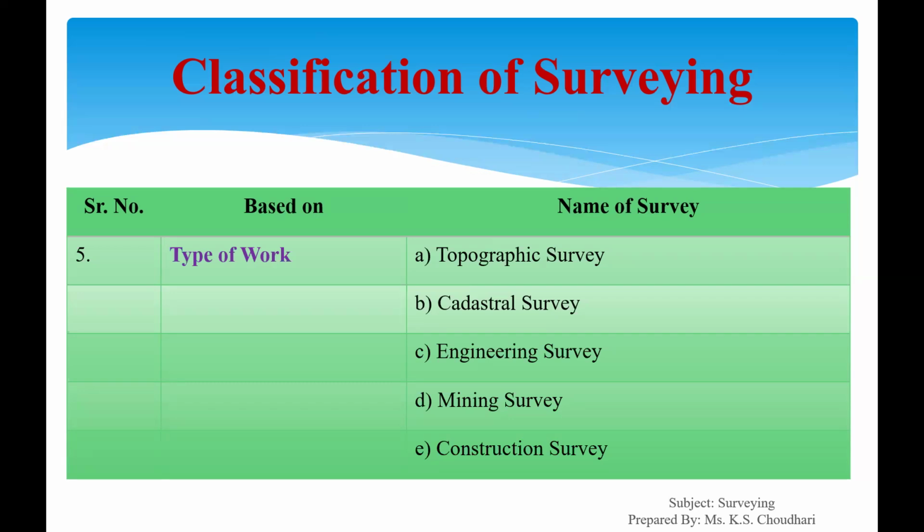Based upon type of work. Topographic survey. This is used to show the natural features like river, valley, hill, etc. Cadastral survey. To fix the boundary of a plot of land, it is used. Engineering survey. This survey is done to collect all the sufficient data to design any structure. Mining survey. To find out the details of underground, this survey is used. Construction survey. To ensure the layout and alignment of structure are accurate or not, this survey is used.